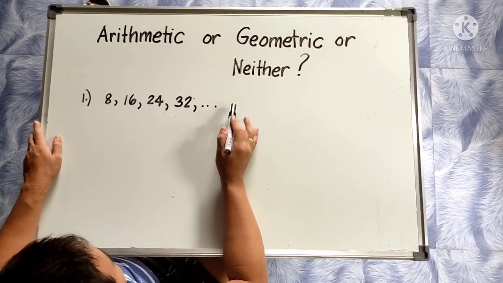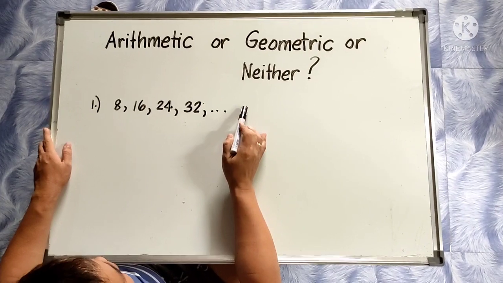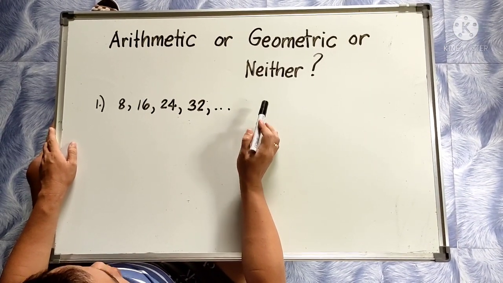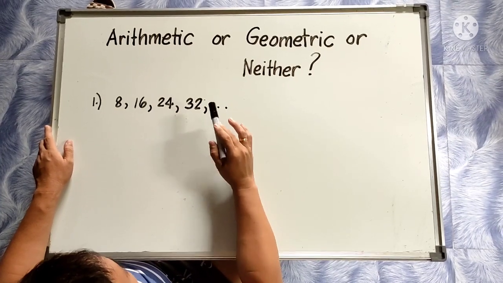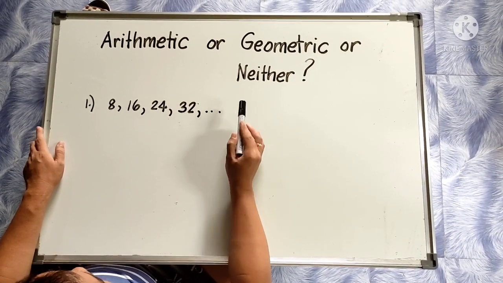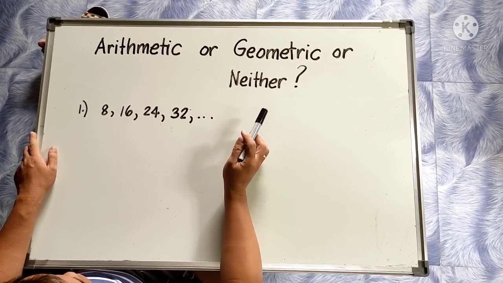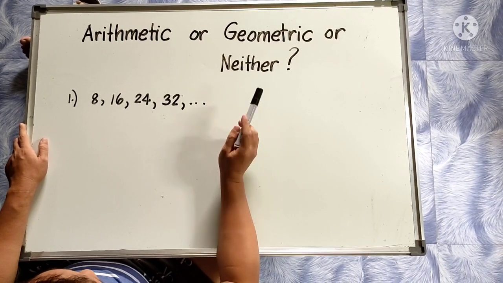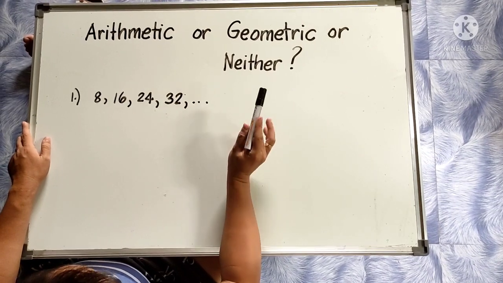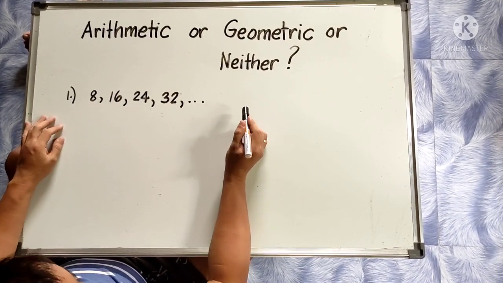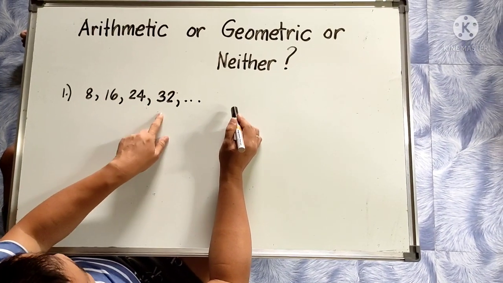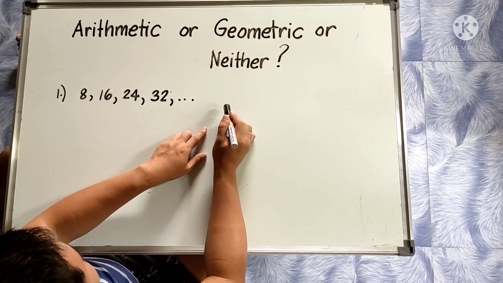And now to test if you already have a clear understanding of what a geometric sequence is and what the difference is between arithmetic and geometric, let us have this task. Tell me whether the following is arithmetic, geometric, or neither, meaning not arithmetic and not geometric. So how are we going to do it? Let's have this example: 8, 16, 24, and 32, and so on.